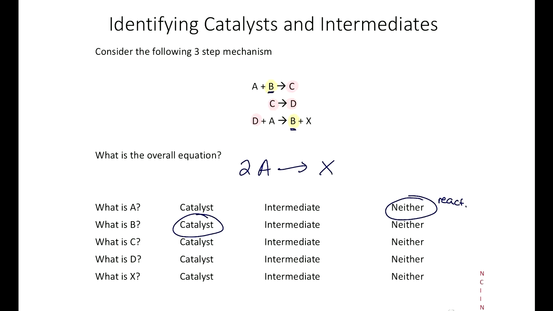C, what is C? Intermediate. Yeah, don't get mixed up. Don't think that it's a product, okay? Because yes, it's a product in one reaction, but it's a reactant in another. What is D? Also an intermediate. And then what is X? Neither. Technically, it's a what? Product. Yes. So get those straight. Okay. All right, let's do one more.